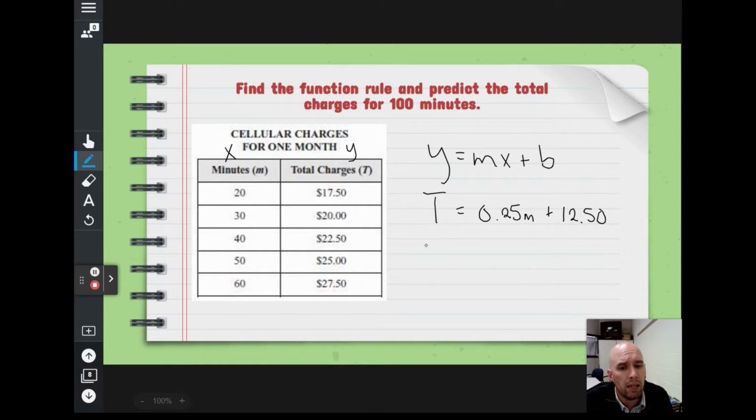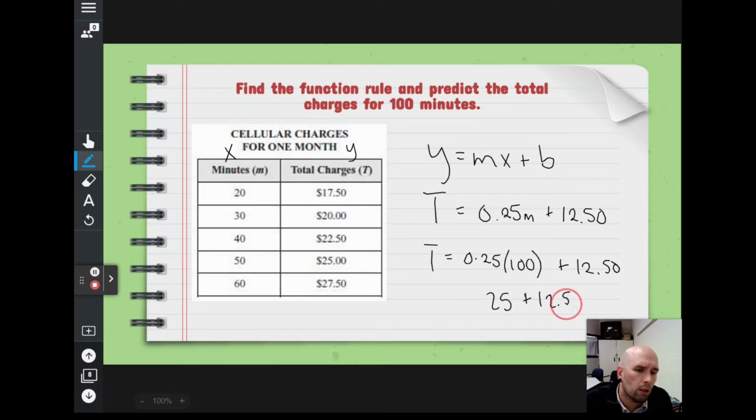So m is minutes. So I'm going to do t equals 25 cents, and I'm going to replace minutes with 100 because that's what the question is asking, plus 12.50. 25 cents times 100 is $25, plus 12.50 is going to equal $37.50. I'll write it over here where I have more room.